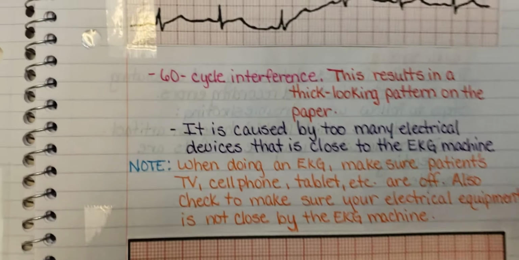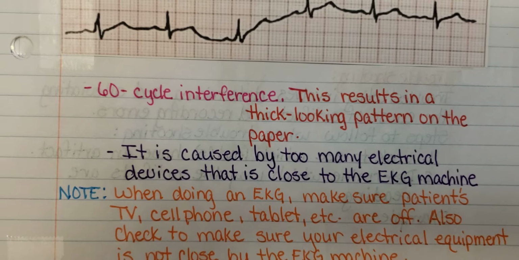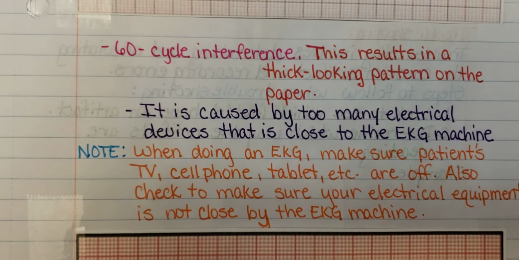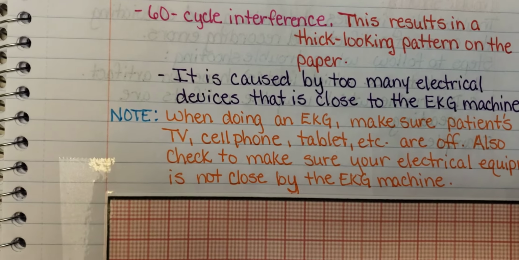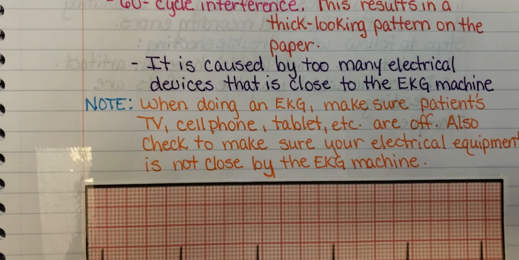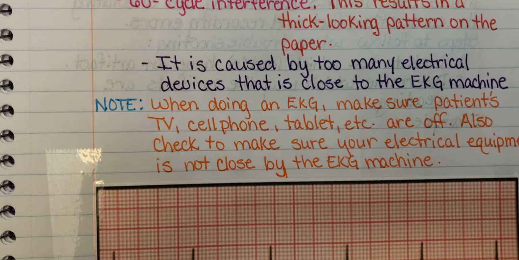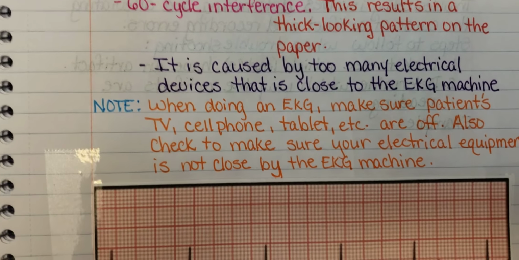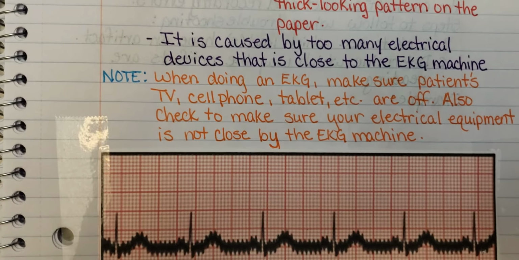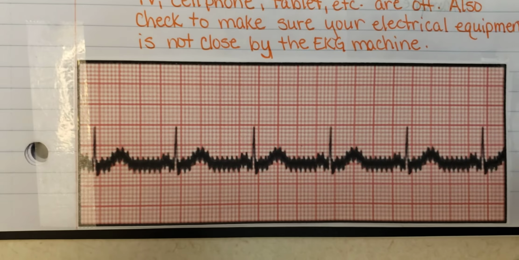The next artifact we'll talk about is 60 cycle interference. This results in a thick looking pattern on the paper. It is caused by too many electrical devices that are close to the EKG machine. Just remember when you're doing an EKG reading or recording to make sure that the patient's TV, cell phone, tablet, etc. are off, and also to check to make sure that your electrical equipment is not close to the EKG machine while you're performing the EKG.